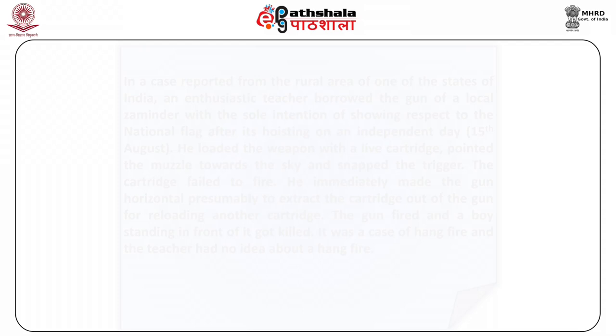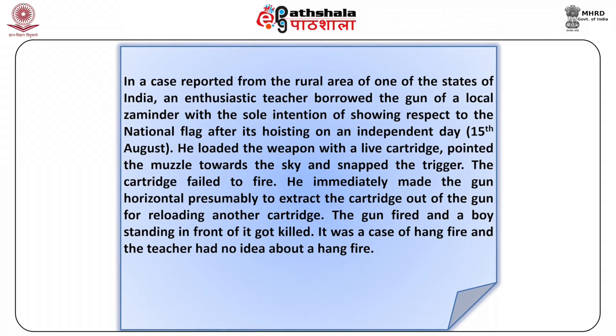In a case reported from a rural area of one of the states of India, an enthusiastic teacher borrowed the gun of a local zamindar with the sole intention of showing respect to the national flag after its hoisting on an Independence Day, 15th August. He loaded the weapon with a live cartridge, pointed the muzzle towards the sky and snapped the trigger. The cartridge failed to fire. He immediately made the gun horizontal, presumably to extract the cartridge out of the gun for reloading another cartridge. The gun fired and a boy standing in front of it got killed. It was a case of hang fire and the teacher had no idea about a hang fire.